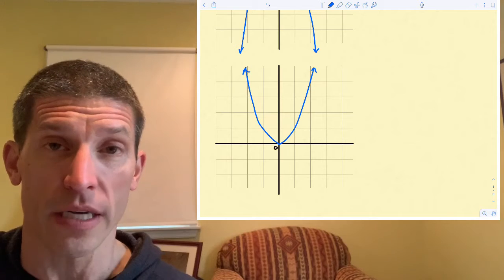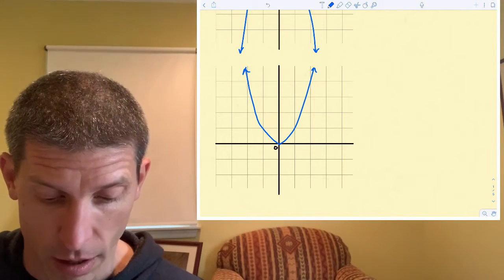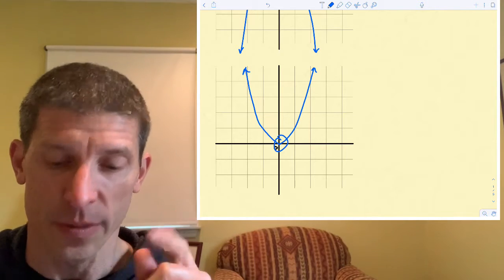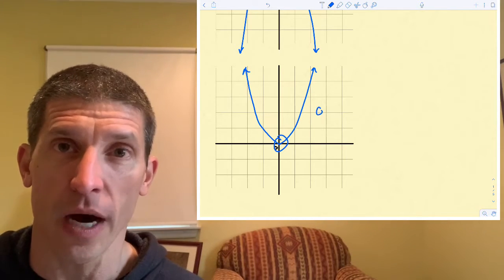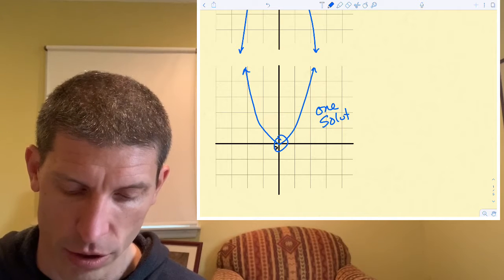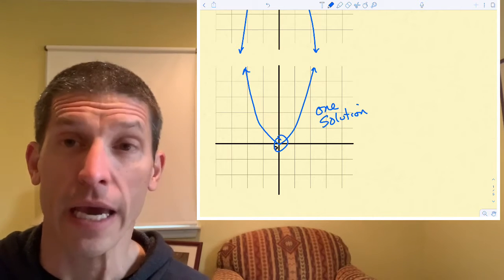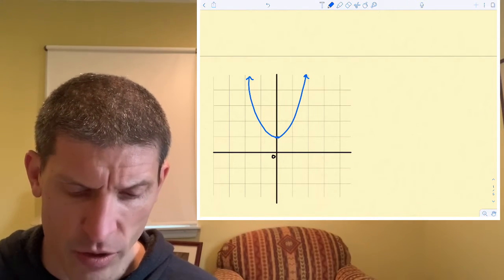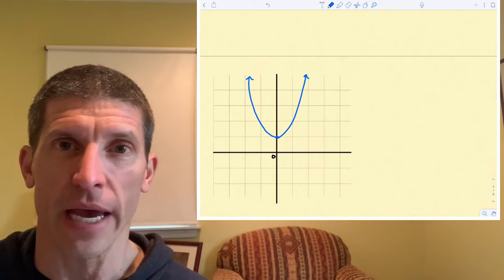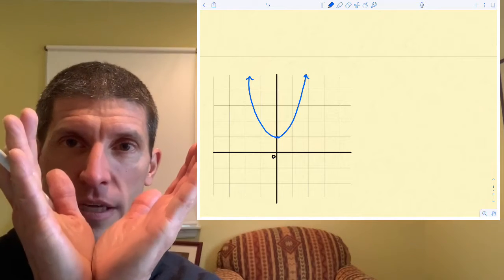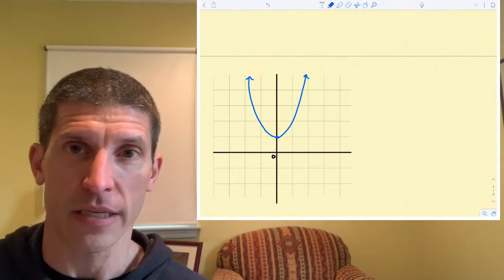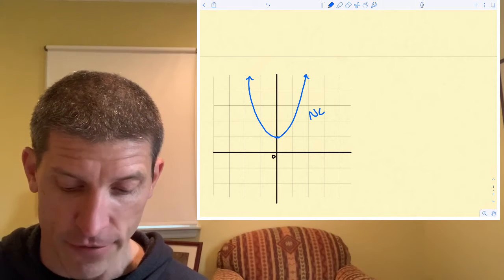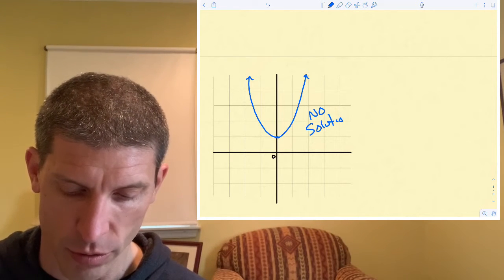This is also possible. You could have a graph where the curve or the parabola only touches at one spot. If it only touches at one spot, then we only have one solution. We care about what that solution is, but we only have one of them. And you could probably imagine what would happen if we had this thing hovering, either opening up above my x-axis or like an umbrella down below the x-axis. If there's no touches, then there's no solution.